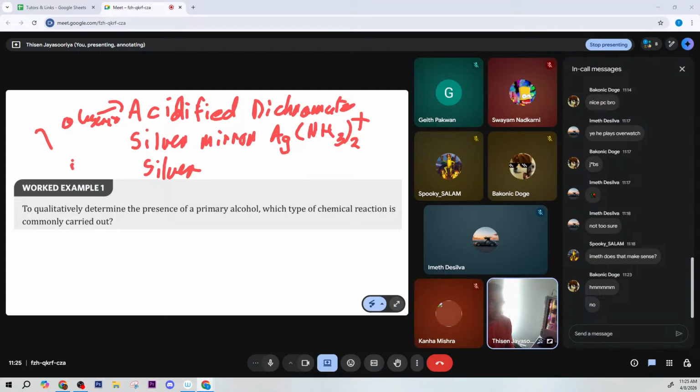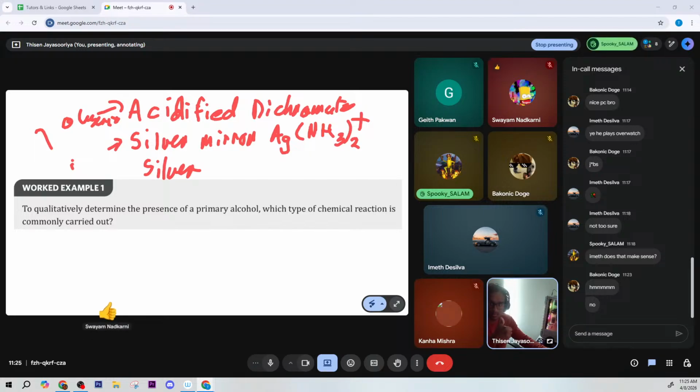Then for the silver mirrors test, I state the silver mirrors test and say I'm going to react it with the Ag(NH3)2+. Afterwards, what I should see is a silver-like substance form. And if I see that silver-like substance, it tells me that there's a primary alcohol present. Does that make sense?